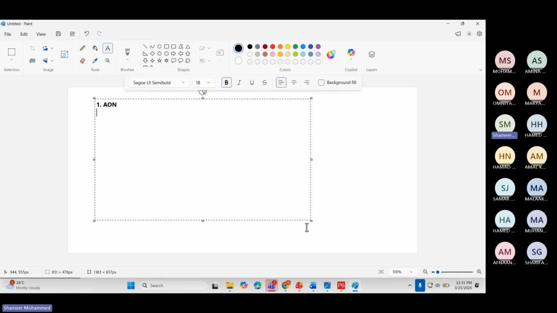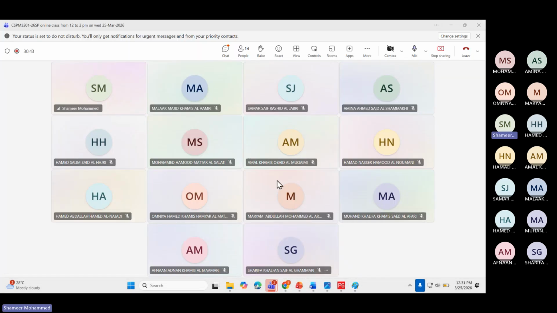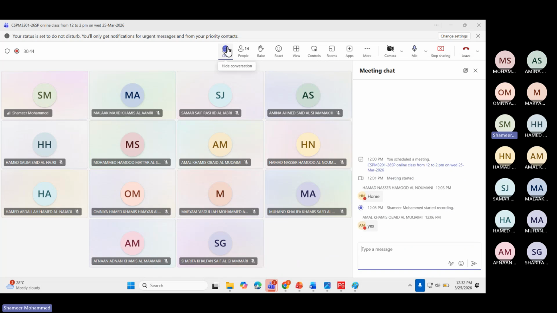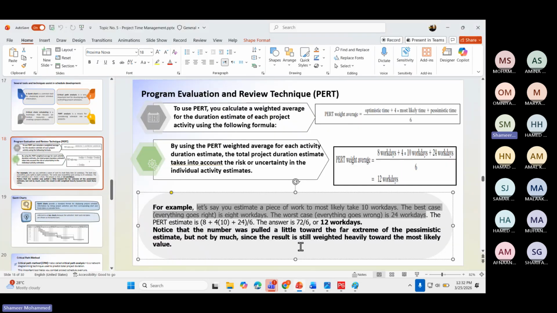Activity on notes, activity on arrows, then what evaluation techniques. So these are all the tools. You can use these tools to find the schedule of the project and to estimate the duration of the task or activity of your project, etc.